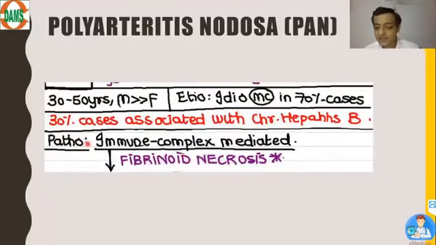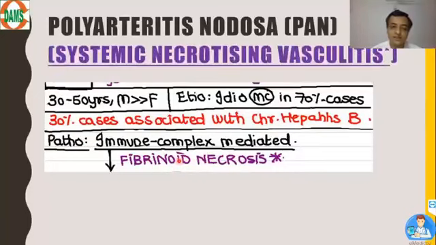Recall from the first slide of the day, PAN is an immune complex mediated vasculitis which causes fibrinoid necrosis. That is why the new name for PAN is the systemic necrotizing vasculitis.